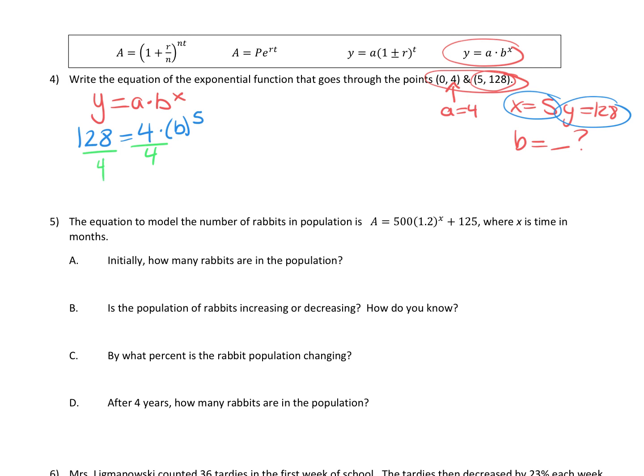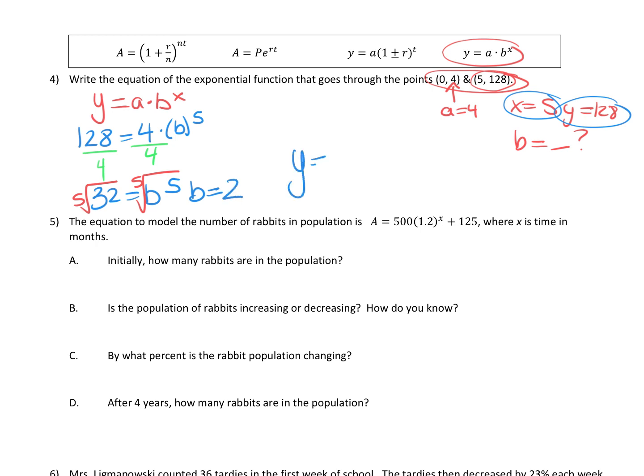So 128 divided by 4 is 32. So 32 is equal to b to the 5th power. To get rid of a 5th power, I take the 5th root. So my b is going to equal 2.